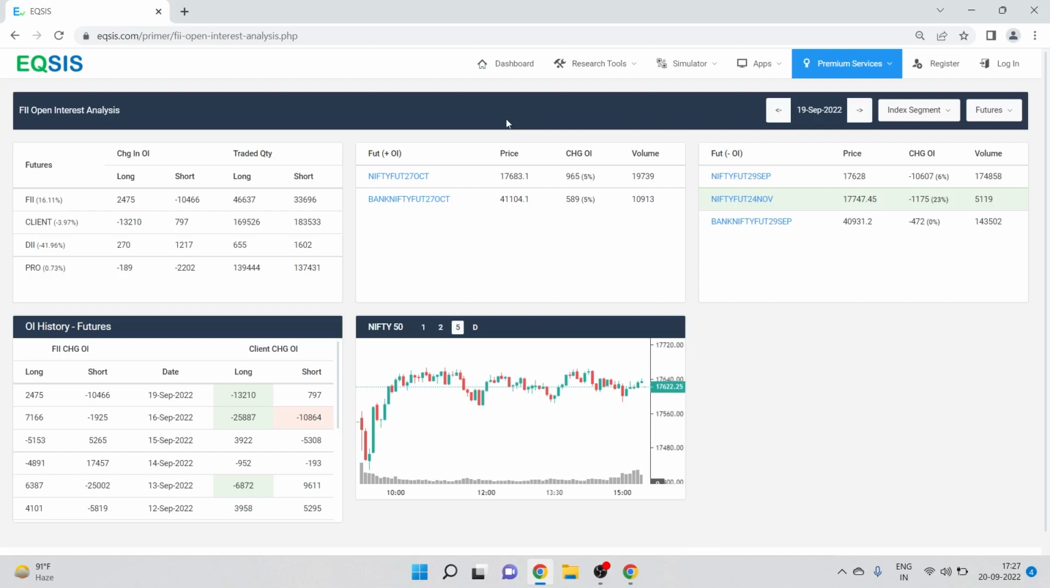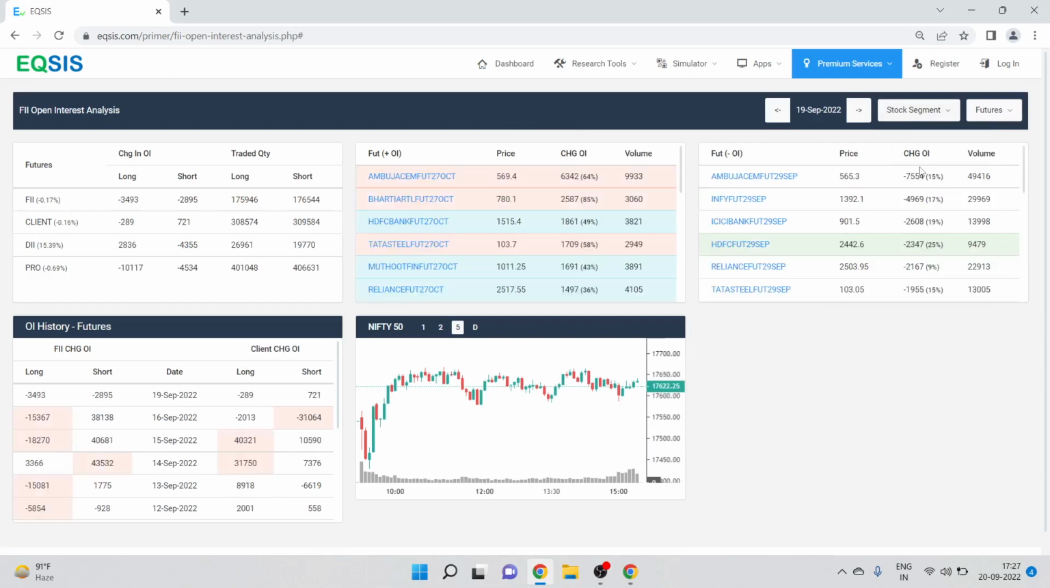If you look at this particular one, I'm talking about not the index segment, but the stock segment. In the stock segment, it is evident that on 19th September, FIIs did reduce their long positions and their short positions as well. What was actually impressive to us is the historical positions of FII. On the last day, which is 19th September 2022, their activities were not that significant.